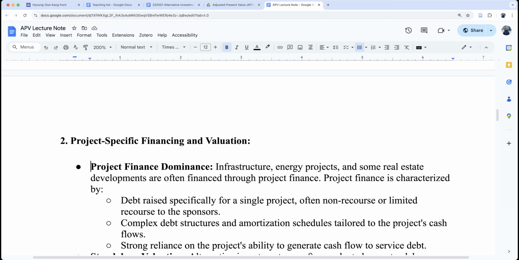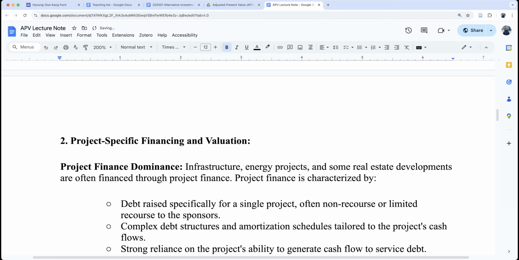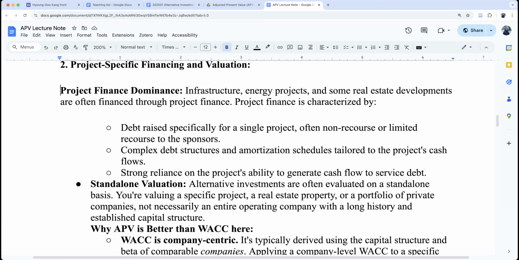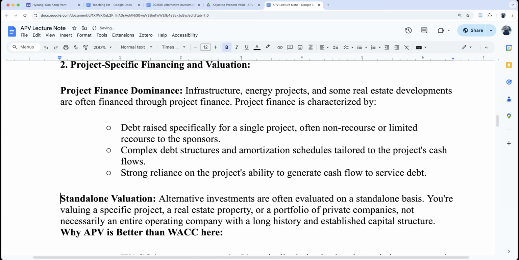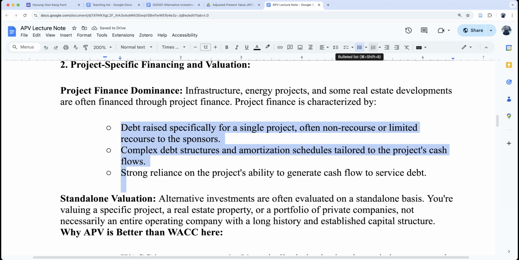Infrastructure, like why APV is important in alternative investment, because sometimes alternative investment is very project specific. So project finance dominance: infrastructure, energy projects, and some real estate developments are often financed through project finance. Project finance is characterized by these three things. Okay, so let's move this one level up.